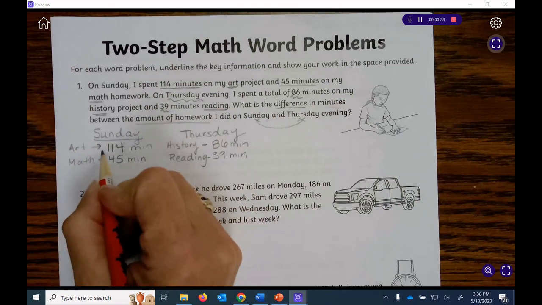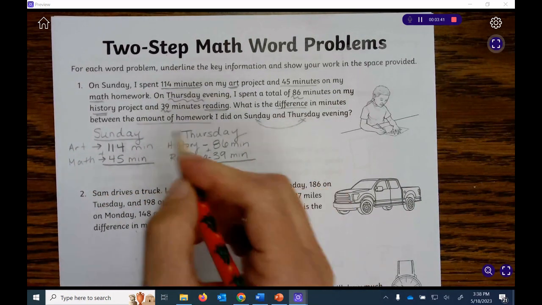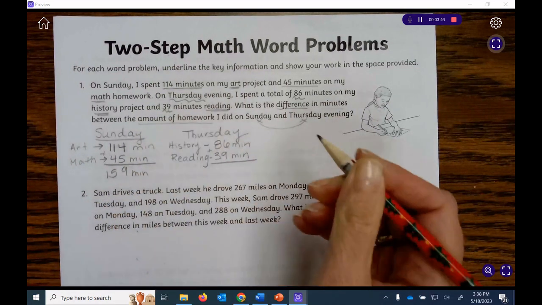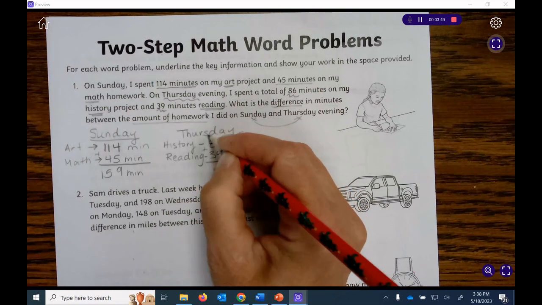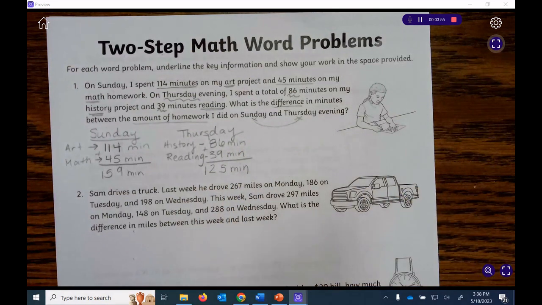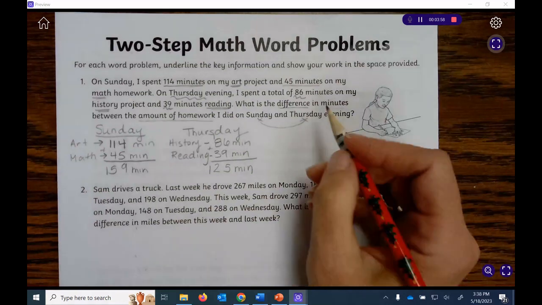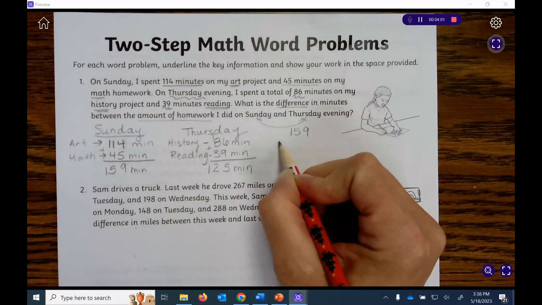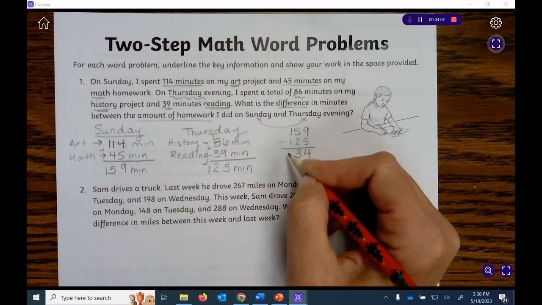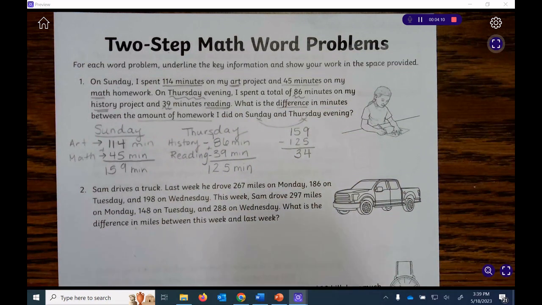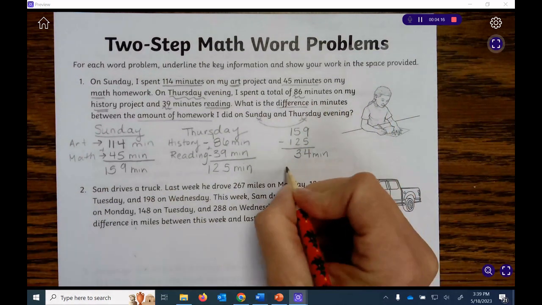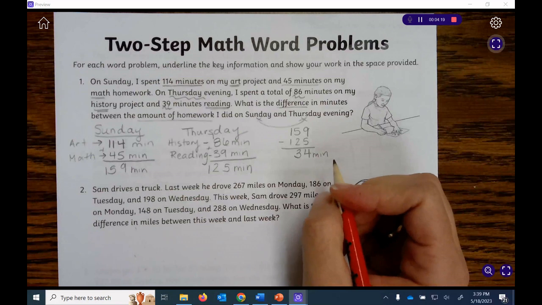So we add those up. It's 159 minutes and 125 minutes. And we need to find the difference, so we're going to subtract. So there is a difference of 34 minutes. What is the difference in minutes? Okay, 34 minutes, and that was longer on Sunday.